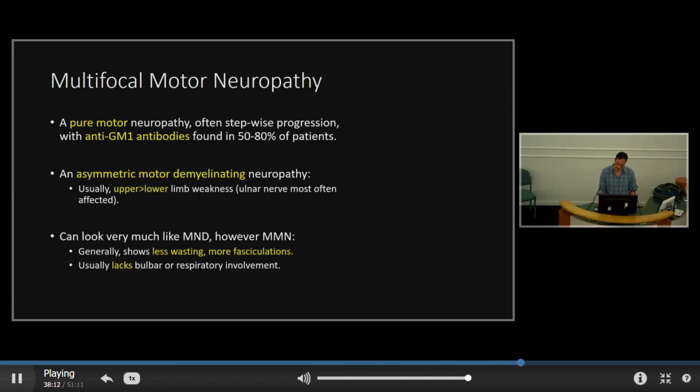Now, how do you tell between this and motor neuron disease? Because they look very similar. Well, it generally shows a lot of fasciculations and not as much wasting as motor neuron disease. And it usually lacks bulbar involvement, so swallowing muscles and speech are generally not affected in this, whereas in motor neuron disease, those things are commonly affected. And it doesn't usually hit respiration, whereas in motor neuron disease, respiration can be affected too.